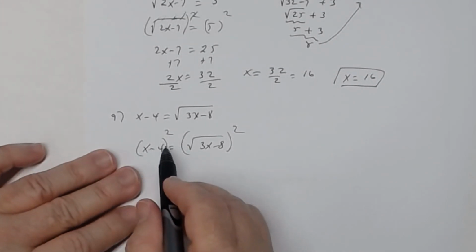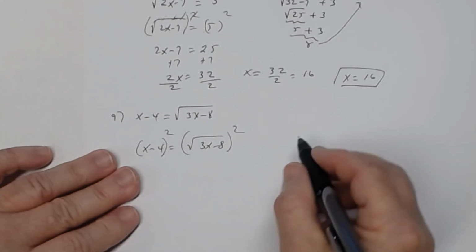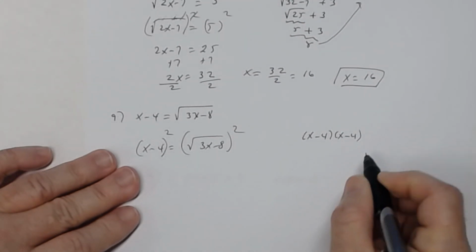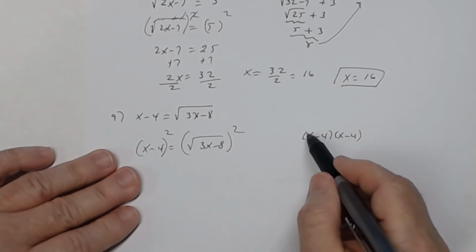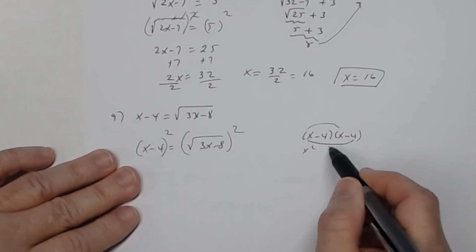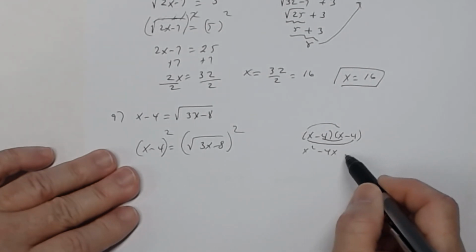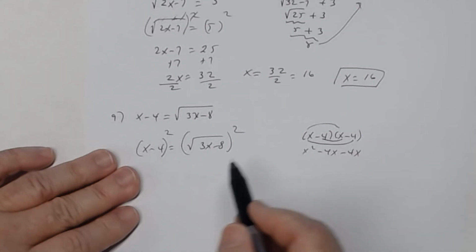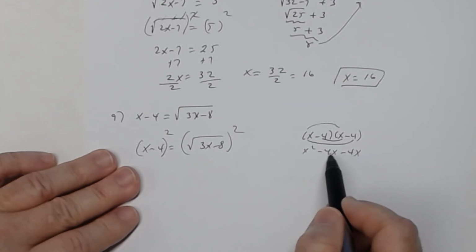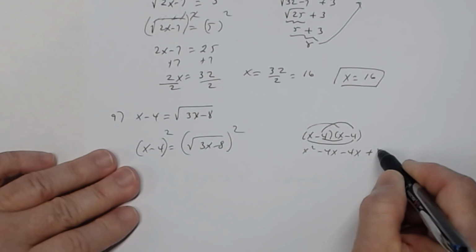Now I'm going to go off to the side. I'm going to figure out what x minus 4 times itself is. So let's think about what x minus 4 times x minus 4 is. So when I FOIL this, I'm going to get x times x is x squared. The outer, x times a negative 4 is a negative 4x. The inner, a negative 4 times x is also a negative 4x. Now remember, when you square a binomial, the outer and the inner should be exactly the same. And then a negative 4 times a negative 4 is a positive 16.